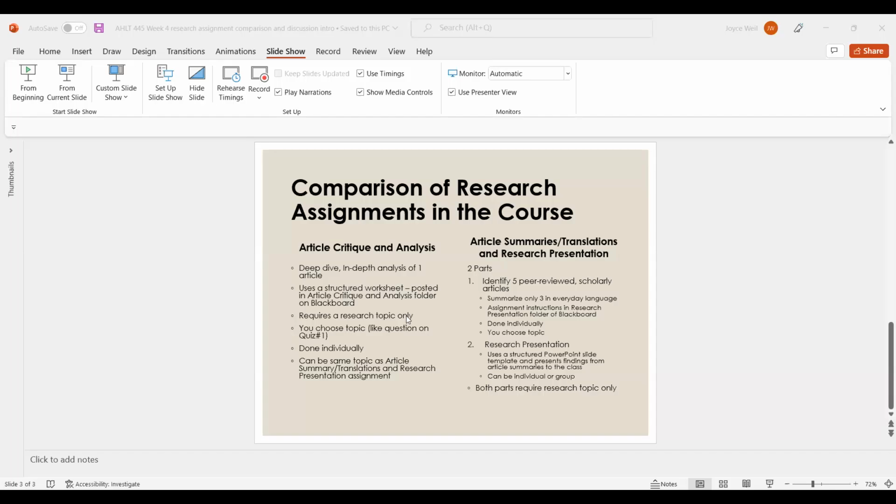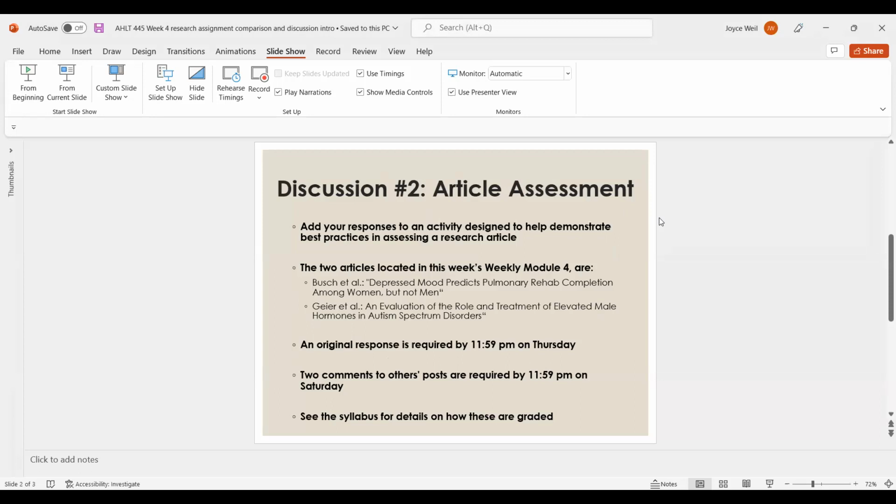I'm going to just share screen once more quickly. Just to sum up, right, when I leave you, you're going to begin working on a discussion 2, which is your article assessment. The 2 articles, remember, one that dealt with COPD and rehabilitation, depression and pulmonary rehabilitation, and the other one was a review article about autism. So give those 2 a read, work on that.